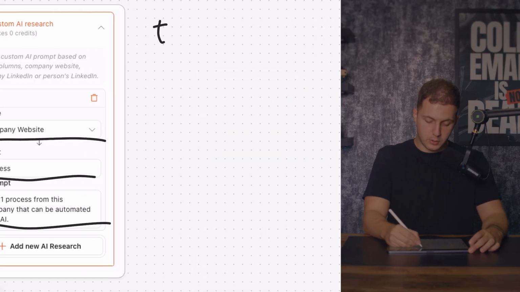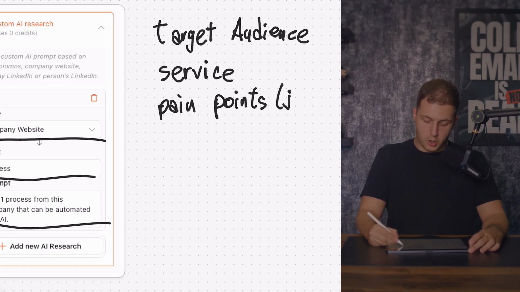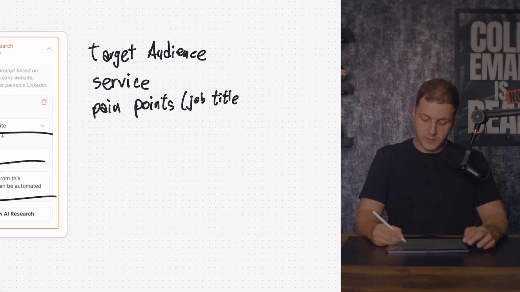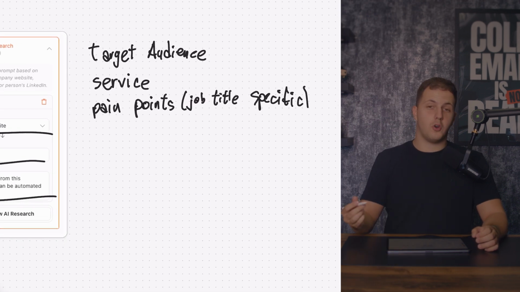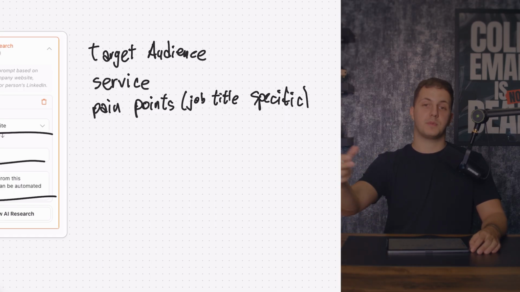You can use this to find their awards, you can use it to find the technologies installed on their website, or other things that can be found. You can also do this with their company location, company LinkedIn, and so on. Some of the most popular variables that we pull from their website are target audience, their service, their pain points. This is job title specific, meaning pain points of a CEO and CMO are completely different. And based on what you offer and what you sell, you want to target the right people and address their specific pain points.